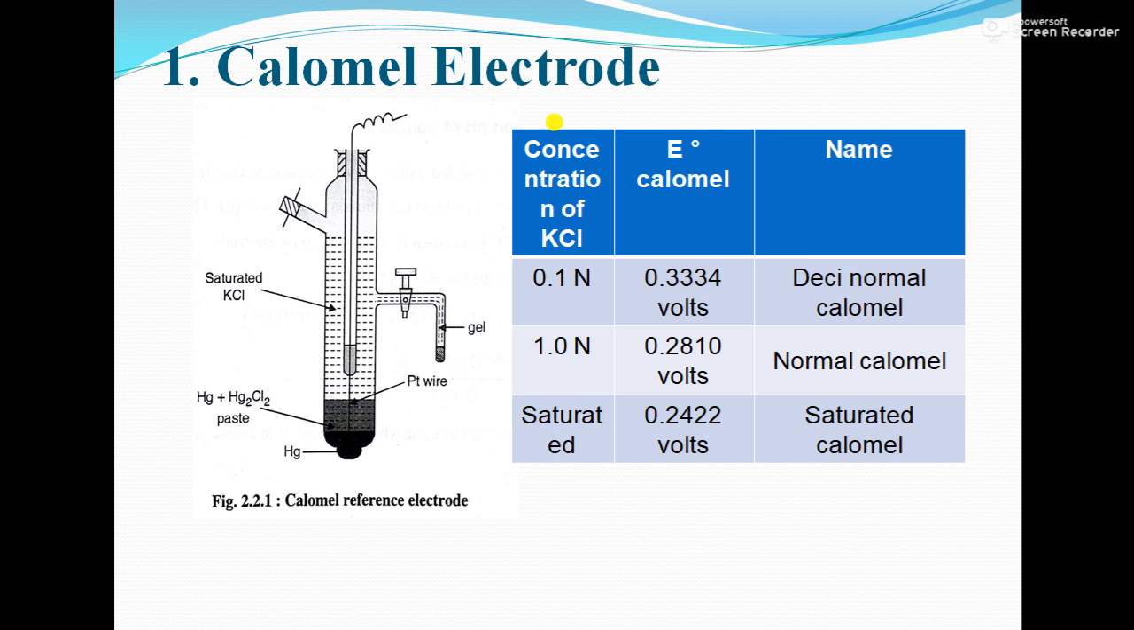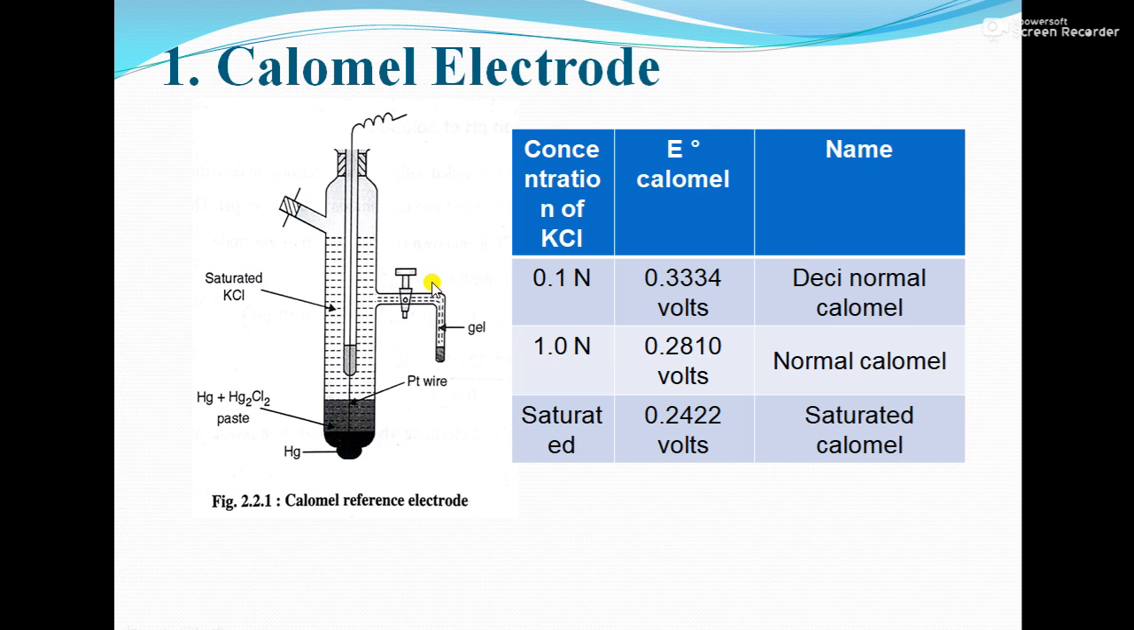So you can see the diagram at the bottom. There is mercury. Then there is a mixture of mercury and mercurous chloride. Then a platinum wire is dipped in that solution. Then saturated KCl solution is there, and there is a gel that will act as a salt bridge. So this calomel is nothing but the ore of mercury, that is Hg2Cl2. So this is the diagram of the calomel electrode.